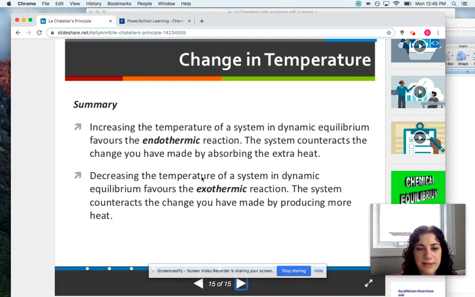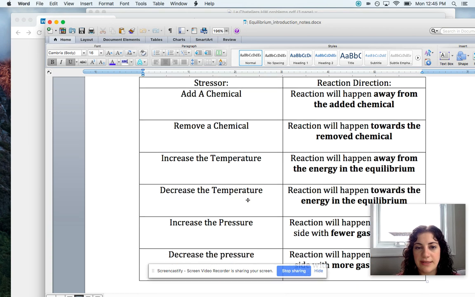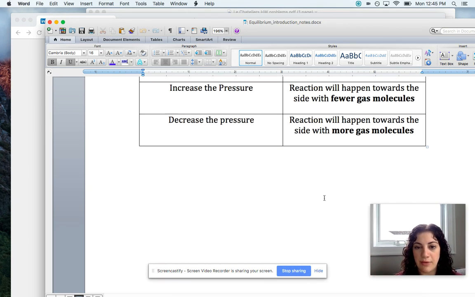Or if this confuses you, you can just think of it the way I explained: if heat's over here and you just increased it, then it's going to go this way. If heat's over here and you decreased it, then it's going to go to the right to make more of it. So that's that. You're going to read all this. This gives you other examples, kind of like the same idea of what we just went through.